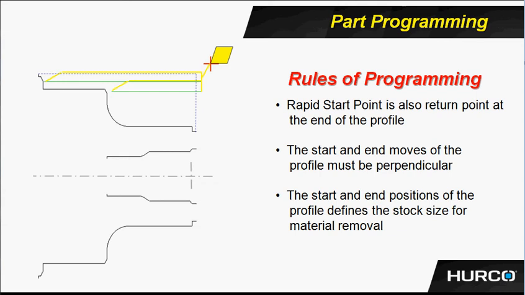The next rule is your starting point and ending point must be perpendicular. Notice the little black dotted line. That goes from the starting point of my profile, which is in the front of the part, and it then goes up into the diameter of the last pull-off area of my profile, all the way in the back to the left there. Those two points, the intersection between the two, where those two dotted lines meet, that's how the control knows where material is and how it knows where to start roughing.